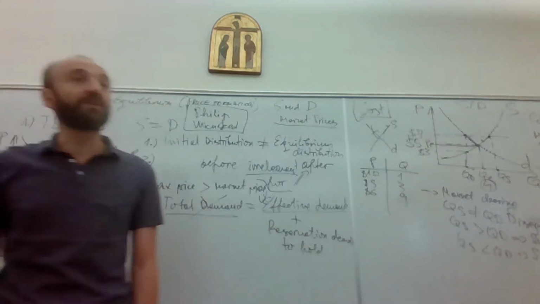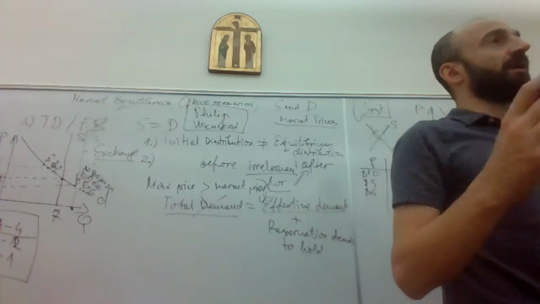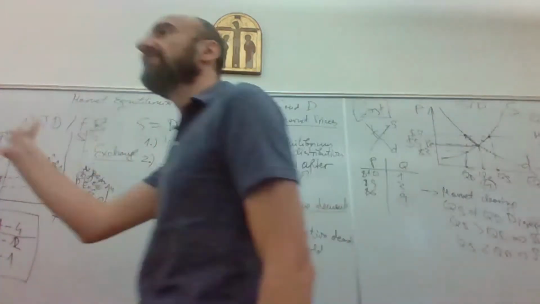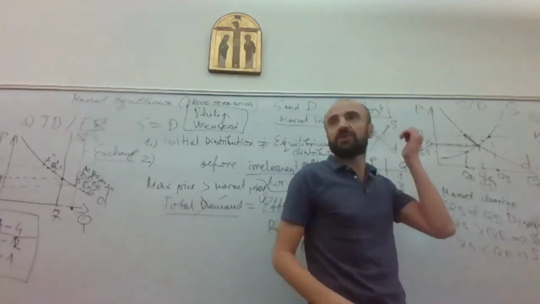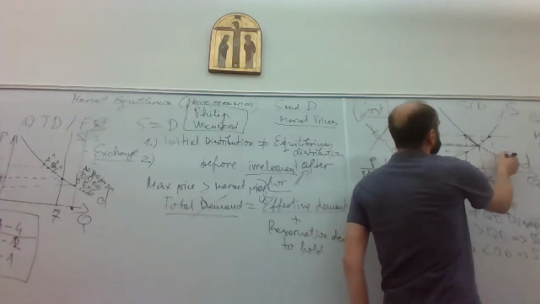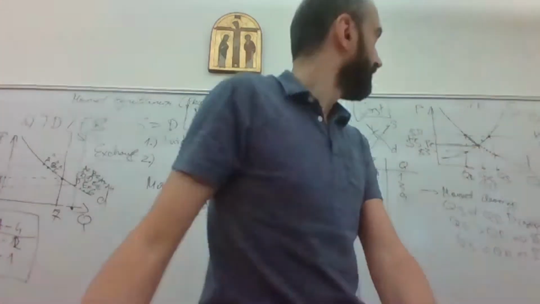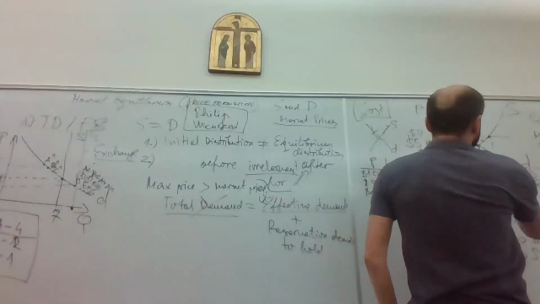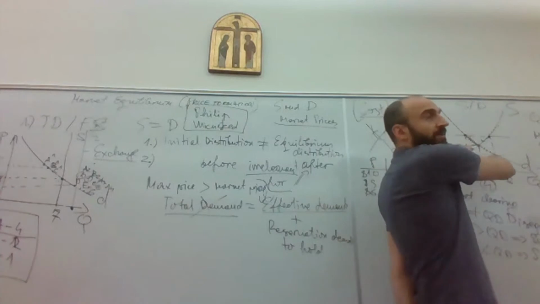And this process of readjustment of quantity supplied and demanded is called market clearing. So the market clears the surpluses and shortages. What is a shortage? Just the equivalent application if the price is lower than the equilibrium price. Then quantity demanded, you just flip the sides here. Quantity demanded will be higher than quantity supplied. Okay?